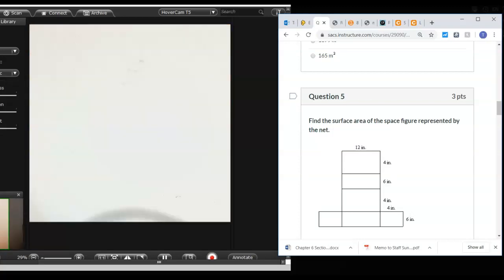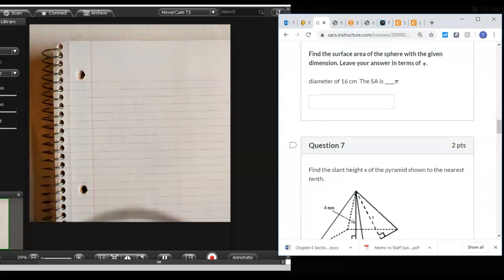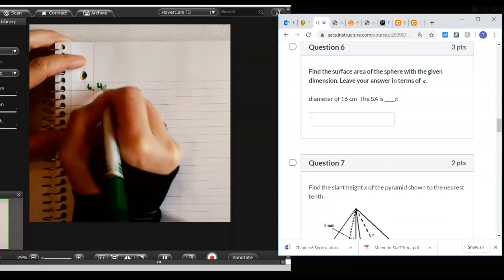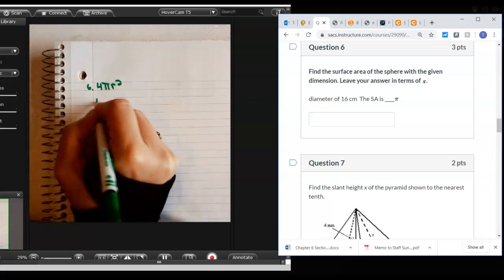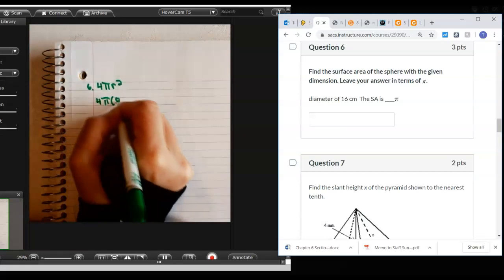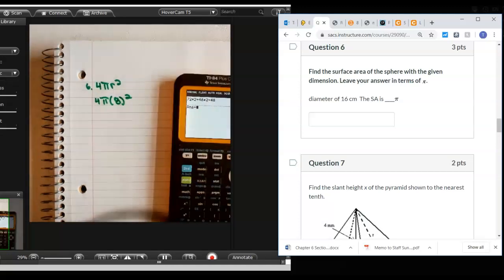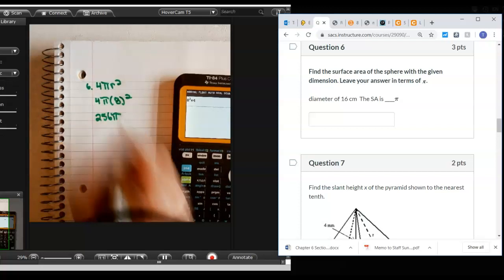Okay, moving on to question number 6. We're looking for the surface area of a sphere. So our formula is 4 pi r squared. I have a diameter of 16, which means I have a radius of 8. And notice it says leave it in terms of pi. And we end up with 256 pi.